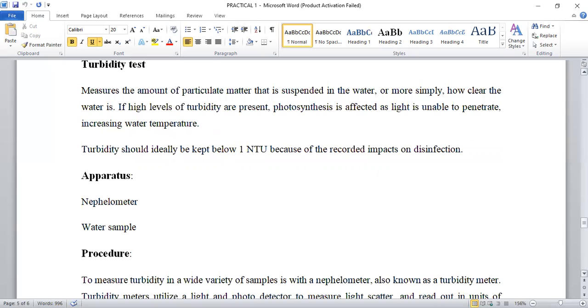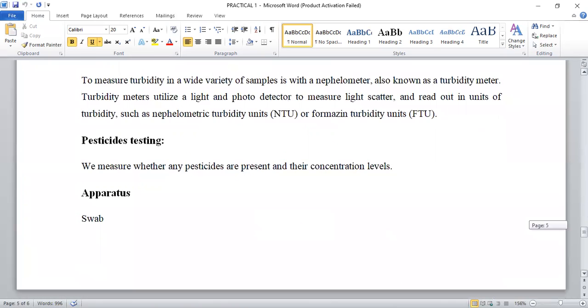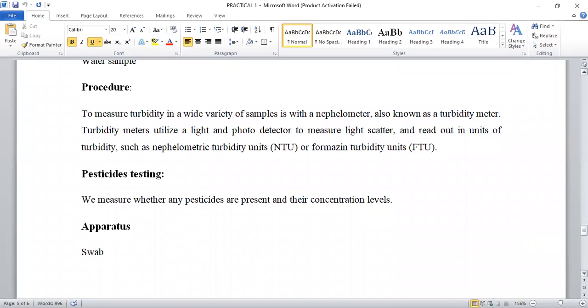The apparatus for the turbidity test is a nephelometer and a water sample, and the procedure of this method is also very easy. To measure turbidity in a wide variety of samples with a nephelometer, which is also known as a turbidity meter, we just need a light and a photo detector to measure light scatter from the sample and read out in units of turbidity, such as nephelometric turbidity units, which is NTU, or formazine turbidity units, FTU.